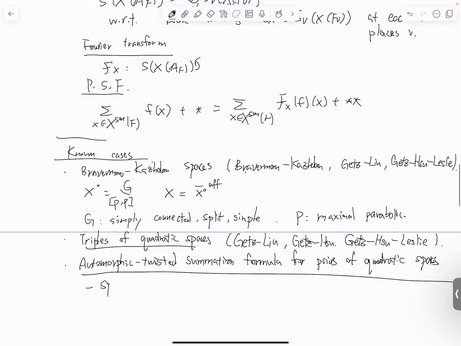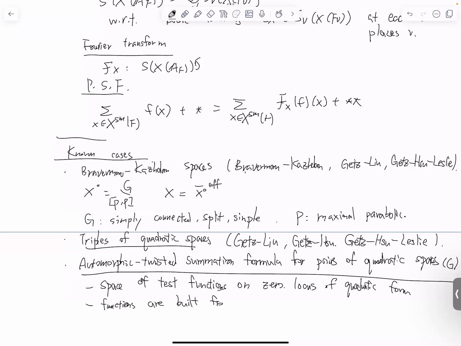So this is for a space of test functions. This is due to myself, on the zero locus of a quadratic form. And the functions are built from Fourier coefficients of automorphic representations of GL_N.